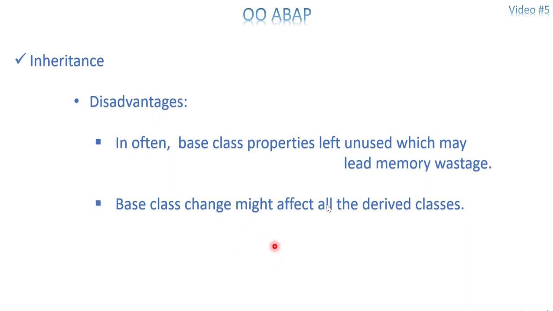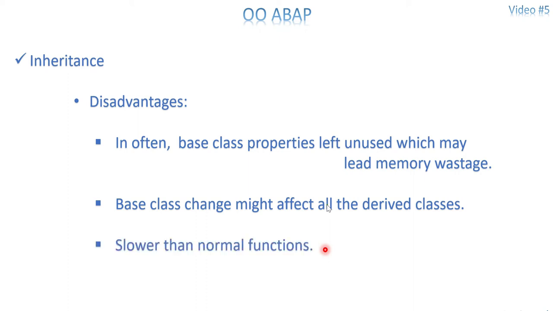And a base class change might affect all the derived classes. So you designed a superclass and it's used by most of the subclasses, maybe 5 subclasses, which derived everything from the superclass. If you change the functionality of the superclass, it affects all the derived classes. So that is also one of the disadvantages of the inheritance concept. If the change is applicable for all the derived classes, then it's well and good. But if it's applicable only for one subclass, then you have to make sure it's not affecting the other 4 subclasses.